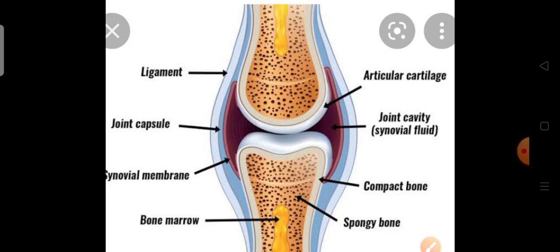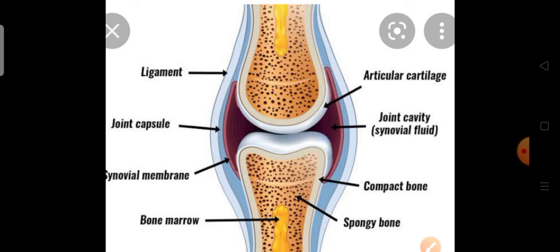Synovial joint. These are the ligaments, articular cartilage, and synovial cavity. The synovial cavity is filled with synovial fluid. The synovial fluid is very helpful. It will prevent damage and prevent dislocation of the joints, and it helps with free movement.